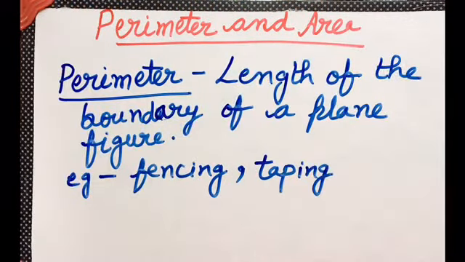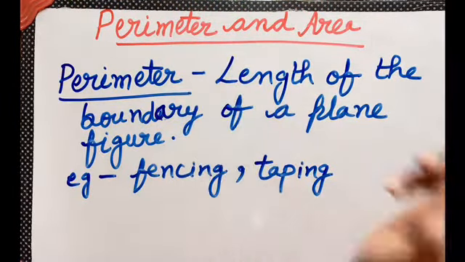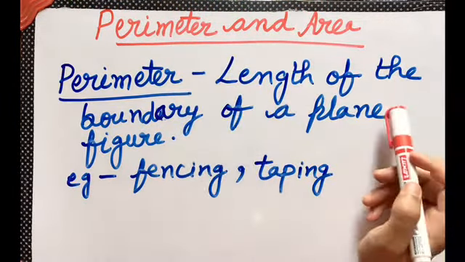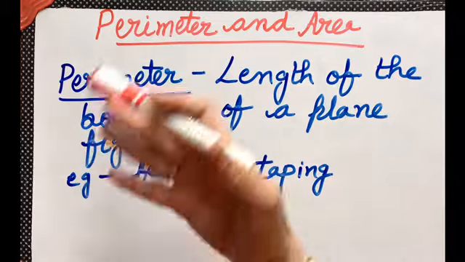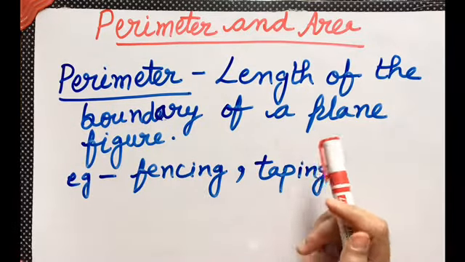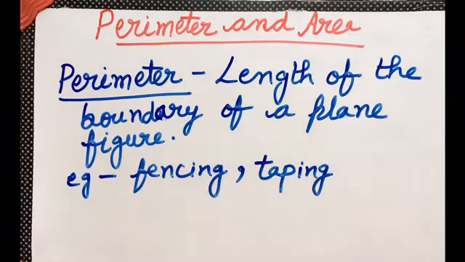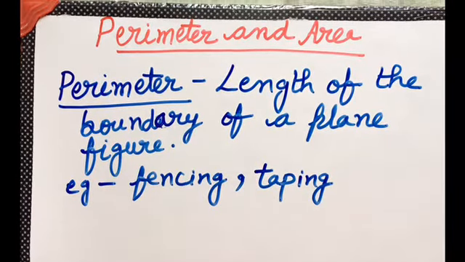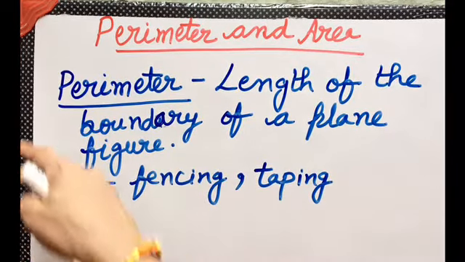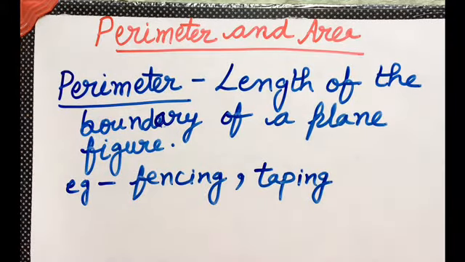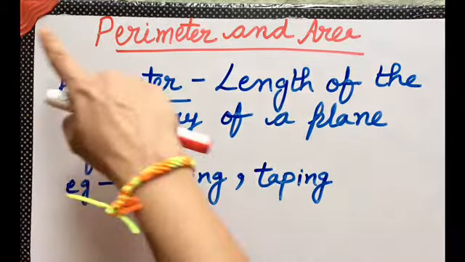Friends, today we are going to study a very interesting topic, perimeter and area. So let's start with perimeter. Now if you want to do the fencing of your garden, and you can see my board, there is a tape at the boundary. Now you can see this taping is done. This taping is not in the middle, this is in the boundary.